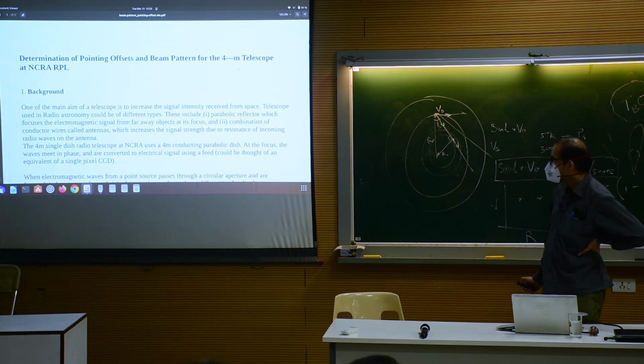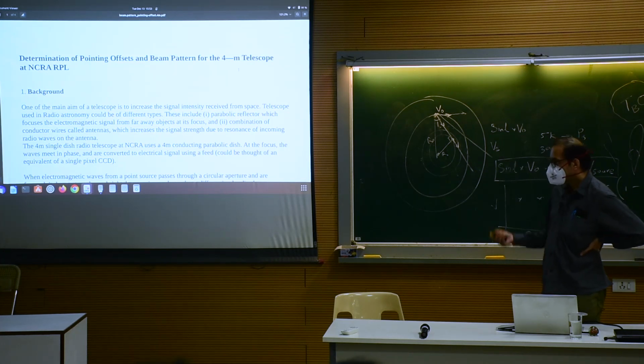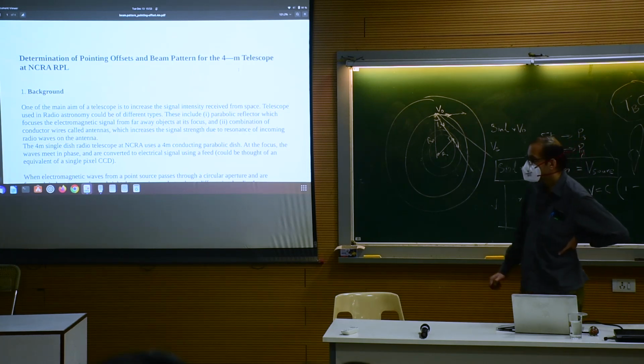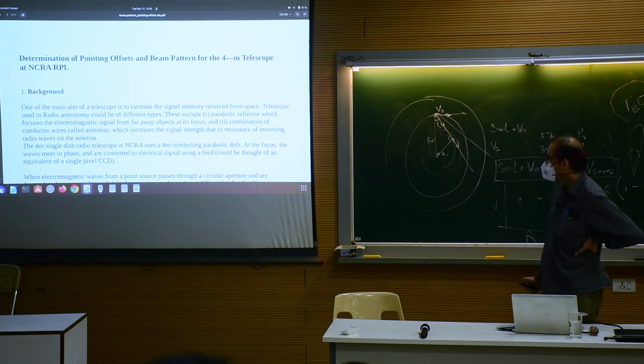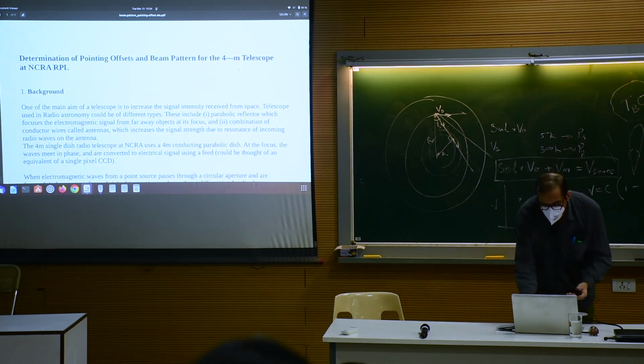Now this 4-meter single dish radio telescope at NCL uses a 4-meter conducting parabolic dish. At the focus, so you saw its photo sometime back, the waves meet in phase and then they are converted to electrical signal using something called a feed. Now feed is nothing but, again, a small wire inside, but I am not going into the wire again because many of you would be uncomfortable with that unless you have done the electromagnetics of how an antenna works. So in general, you can think of a feed as the equivalent of a single pixel CCD of your camera. Your camera has multiple pixels, but here you are basically using a single pixel for doing that.